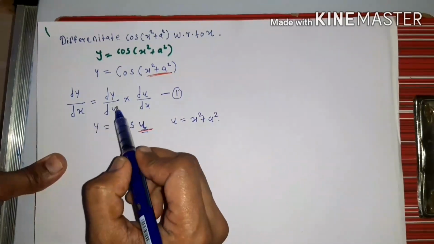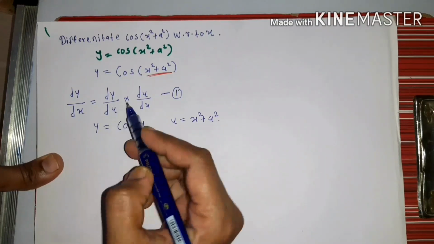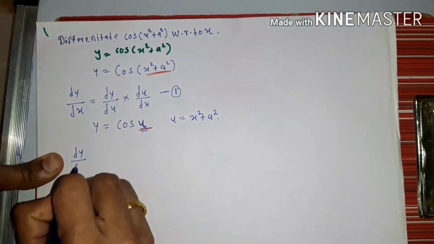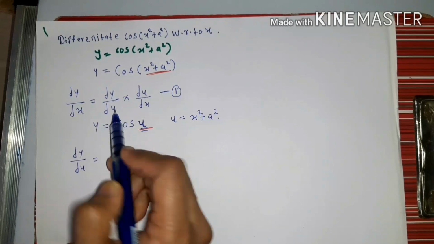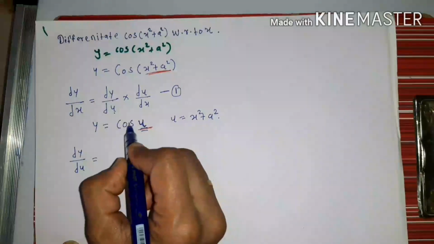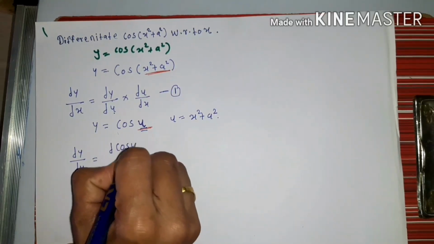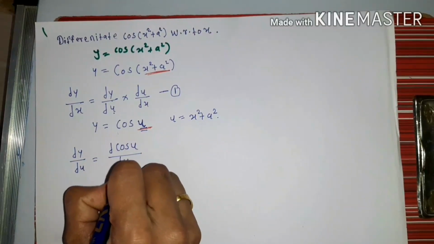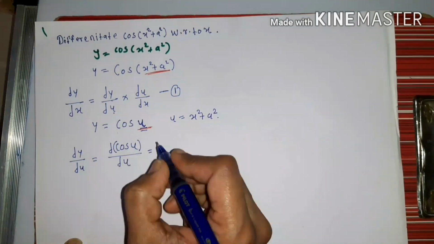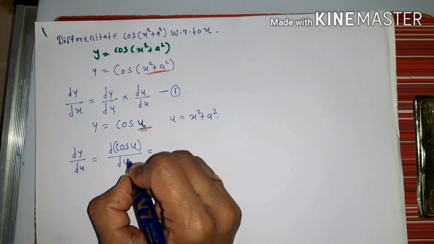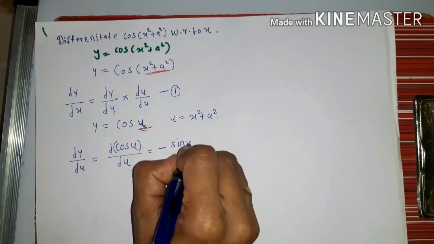That's why first find out dy by du, means differentiation of y with respect to u. So what is the y function? The y function is cos of u, that is, differentiation of cos of u with respect to u. You know the formula for differentiation of cos of u. Differentiation of cos of u is minus sine of u.